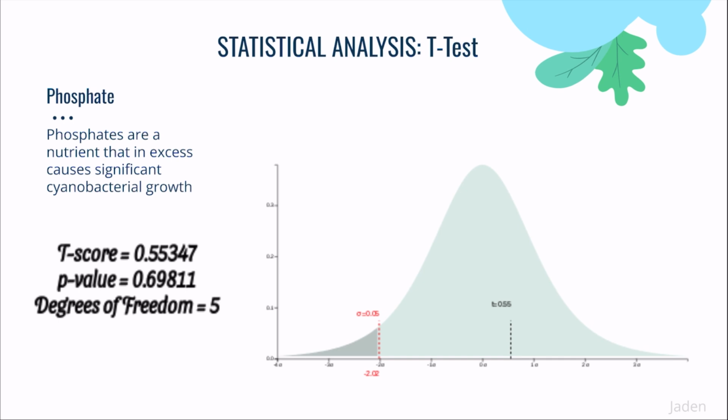Okay, so we took t-tests for all of the separate data points, and so for phosphate, phosphate shows it's a nutrient that, if in excess, can cause a lot of bacterial growth and cyanobacterial growth, which is like algae and stuff. The TNP scores were very similar, which means that there's no direct correlation. We used 95% confidence interval for each of the tests.